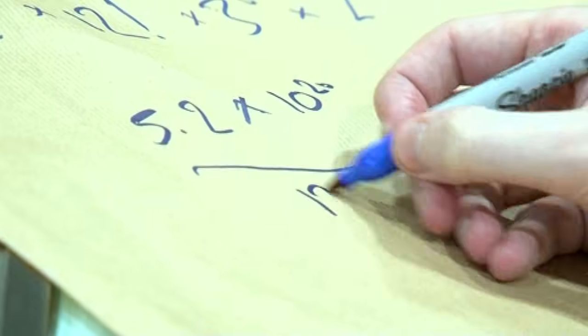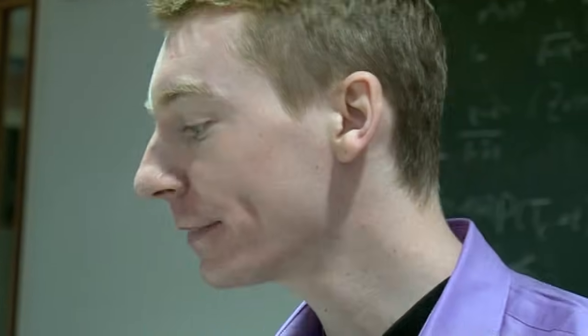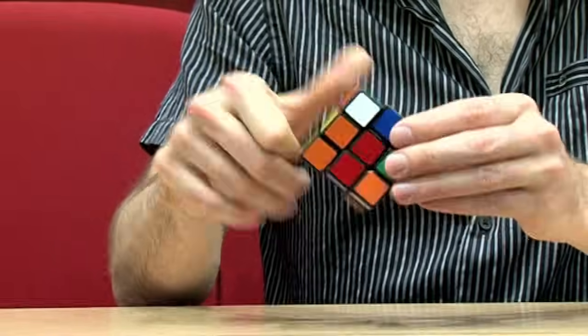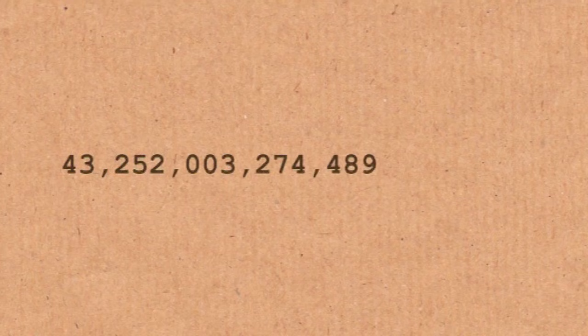Now, because of these universes, there's 12 of these orbits. So I'm going to divide that number by 12. 4.3 times 10 to the 19. Some people call that 43 quintillion, but I don't like things like that. 4.3 times 10 to the 19. It's a massive number of combinations. If you want the exact number of different ways you can mix up a cube, it's 43 quintillion, 252 quadrillion, 3 trillion, 274 billion, 489,856,000 flat.